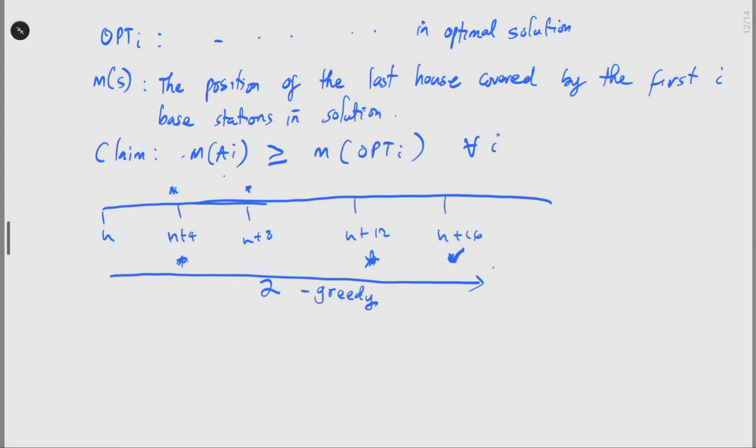So for this optimal, we have a shorter position. It just covers from here to here. So that means if we want this optimal to cover up to this point that greedy has covered, the optimal is going to use more base stations. So here you have 2 base stations for this same distance, but optimal will use 4 base stations. I hope this makes sense.